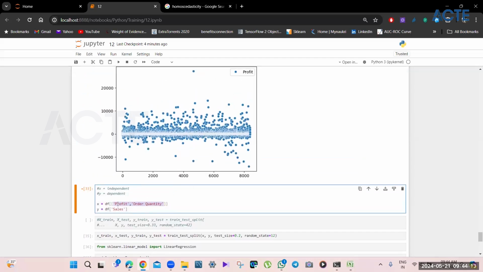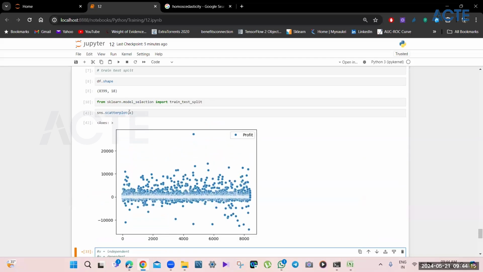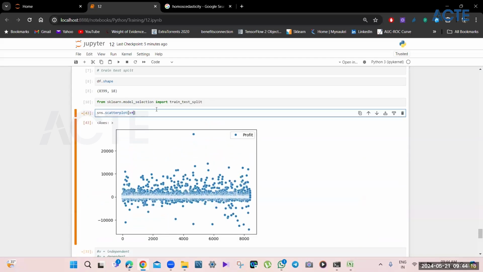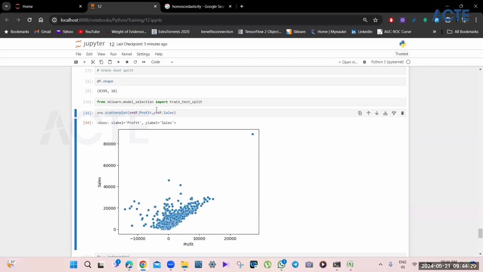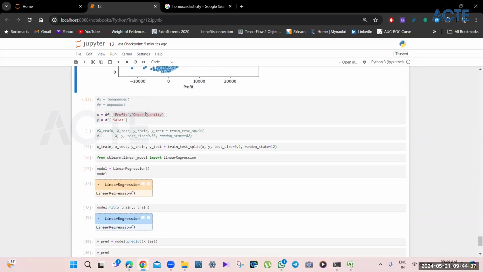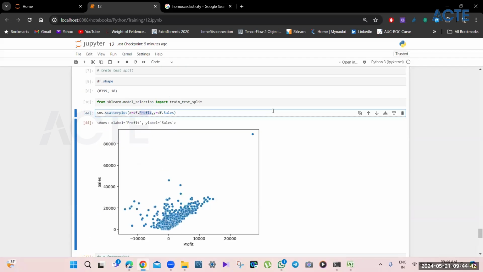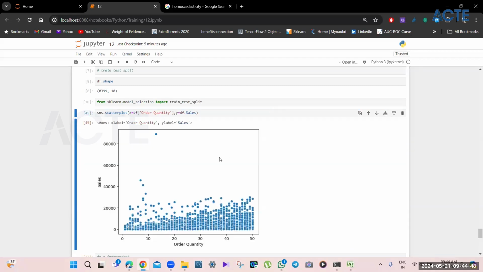Very good. Let's see what about profit and sales. X is equal to df.profit, y is equal to df.sales. Let's see. Yeah, still okay. It's not very good, but it's still okay. So profit and sales are connected. Let's see if order quantity and sales are connected or not. Order quantity and sales are not at all connected.